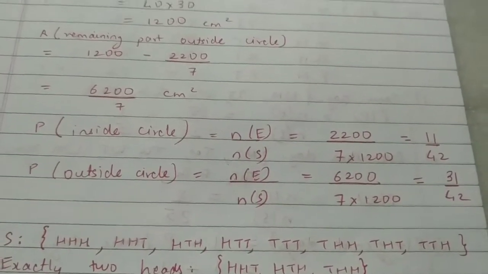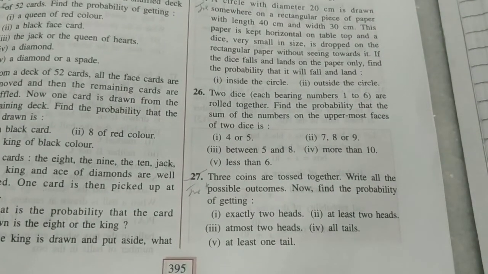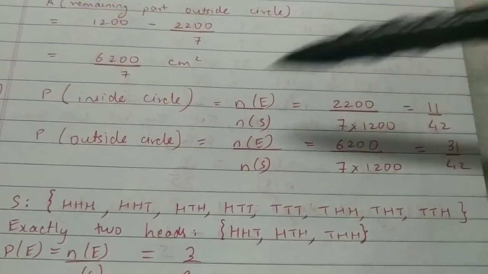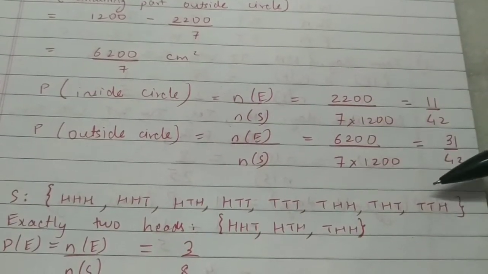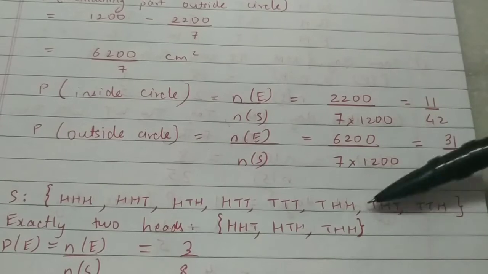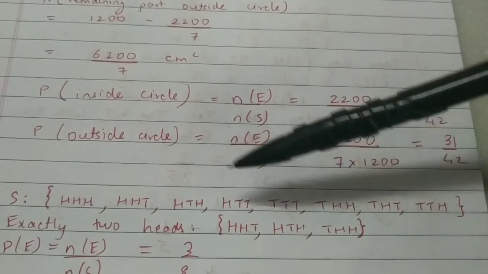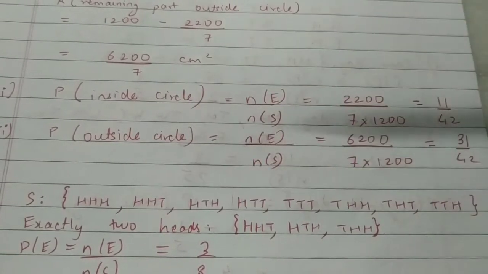Next, the 27th sum. 3 coins are tossed together. Okay, so the sample space will have 8 possibilities, because 2 cubed is 8. 1, 2, 3, 4, 5, 6, 7, 8 possibilities. Tails, tails, heads; tails, heads, tails; tails, heads, heads; tails, tails, tails; heads, tails, tails; heads, tail, head; head, head, tail; and head, head, head.